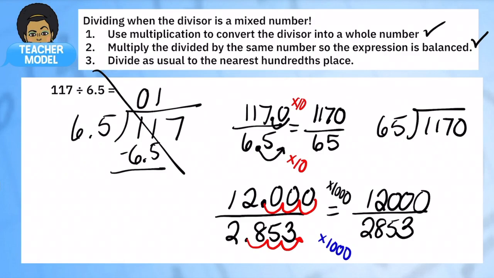I want you to add those to your notes, and I also want you to just be aware we're not using R as a remainder anymore. Instead, we're going to keep on dividing. If you have anything left over when you divide, add a 0 and a decimal point and keep on going so you can divide until the nearest hundredths place. Jot this down into your notes, and we're going to get into today's model.